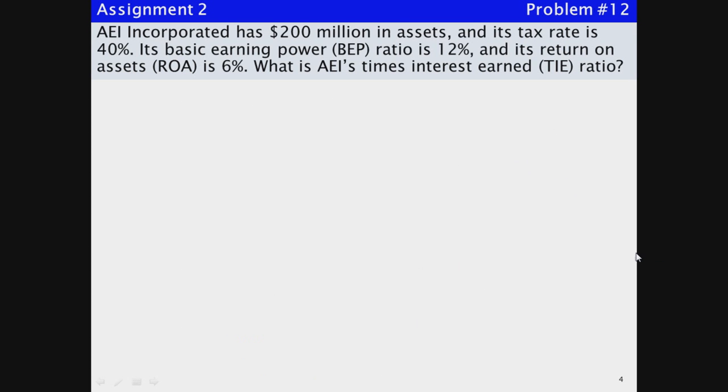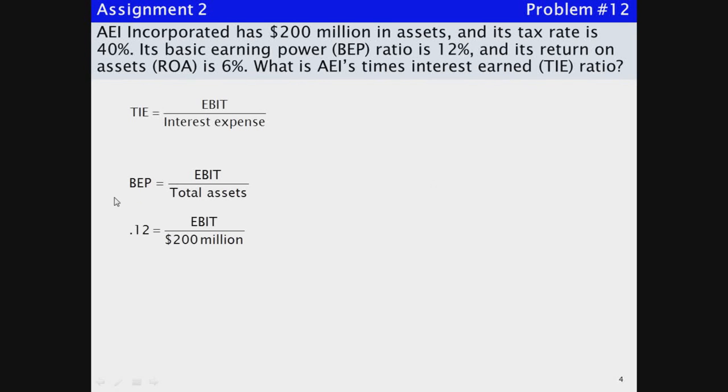Problem number 12. AEI Incorporated has $200 million in assets and its tax rate is 40%. Its basic earning power BEP ratio is 12% and its return on assets ROA is 6%. What is AEI's times interest earned ratio? Well, the times interest earned ratio is EBIT over interest expense. And if we look through here, we don't have either one of those, do we? So we've got some work to do.